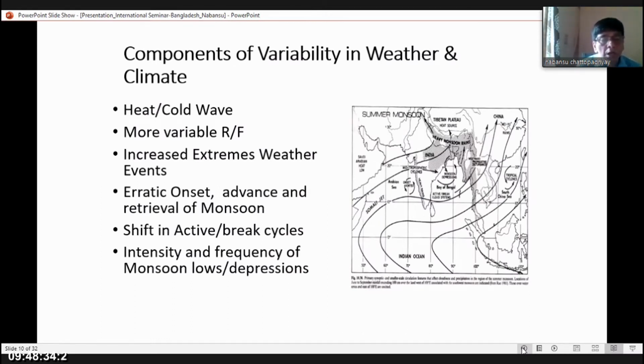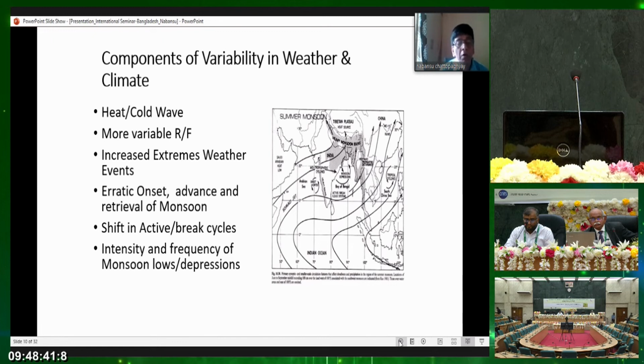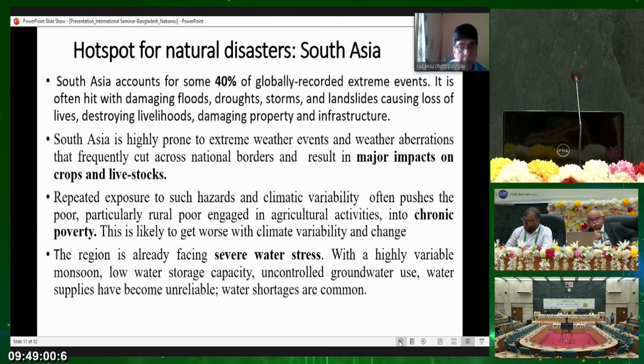Now, basically, when we come to climatic variability, it makes our agriculture very unstable these days. One is the erratic onset, then a shift in the active and break cycle, then increased extreme weather and so forth. Again, talking about climate variability, the natural disasters which are the direct or indirect effect of climate change or variability, 40% of extreme weather is in South Asia, and it is affecting livestock and agriculture hugely. And when drought comes, there is severe water stress, particularly in the dry farming tract in South Asia.